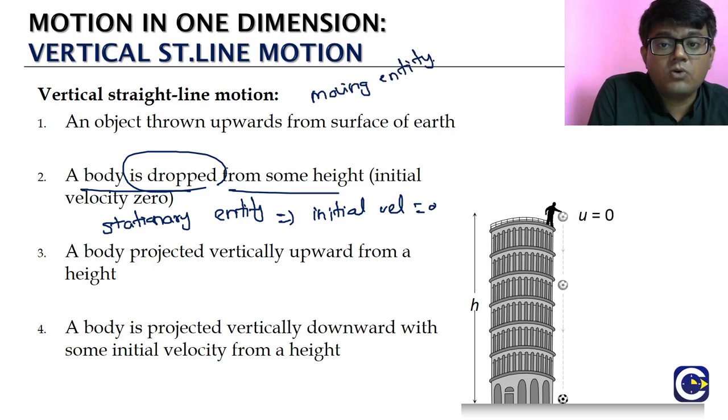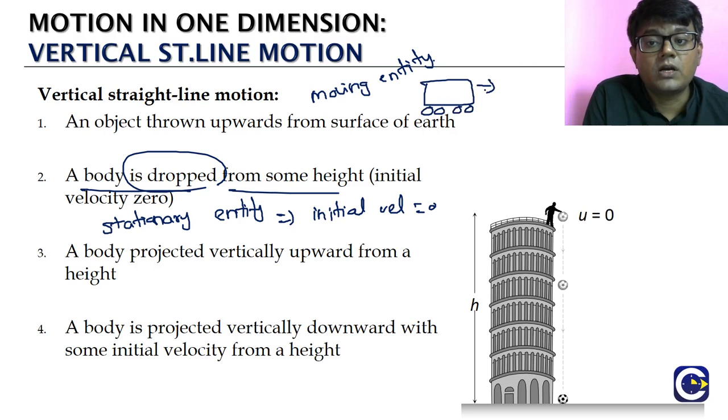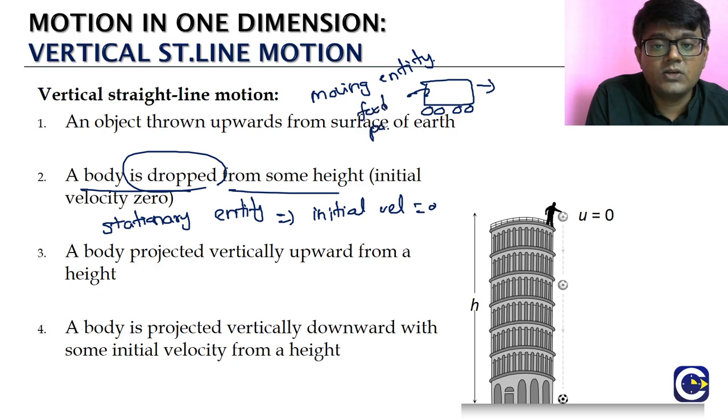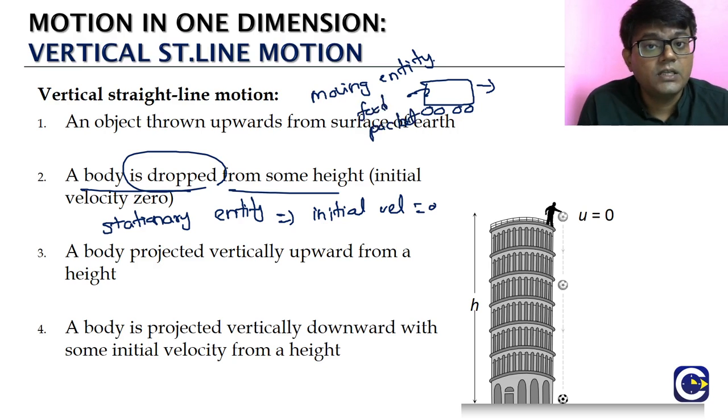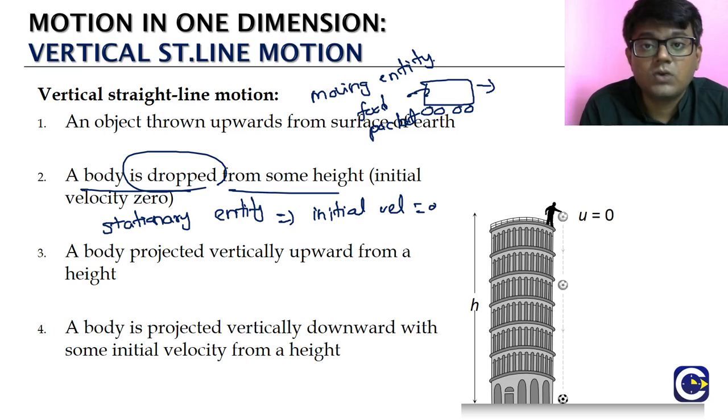But if you are dropping an object or a body from a moving entity, like what? You drop an object from a moving car. Now don't think that we are again going back to the horizontal straight line motion. I am just taking an example. Think about it. You are going in a car, suddenly you release some food packet. The food packet here is like the object that you are releasing or dropping from a moving entity. Then the initial velocity of that food packet will be equal to the velocity of that moving car.